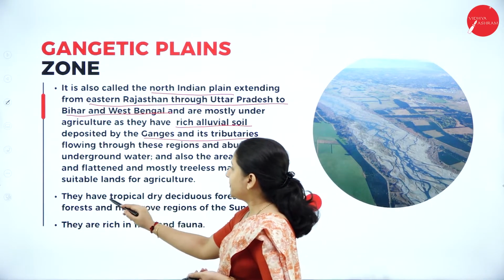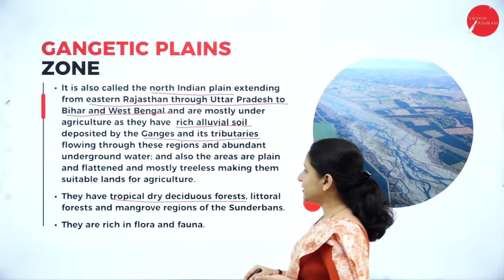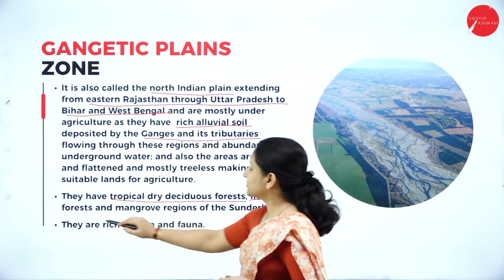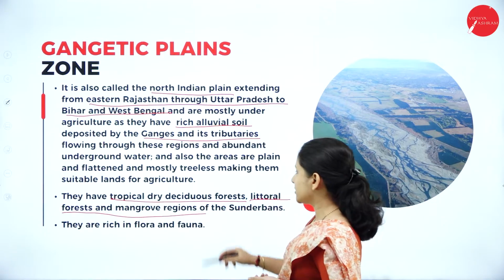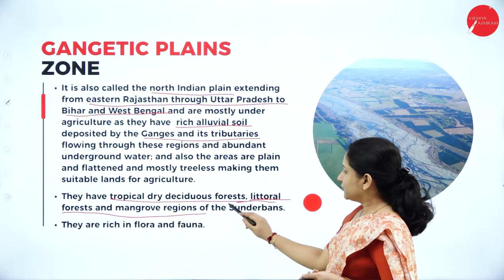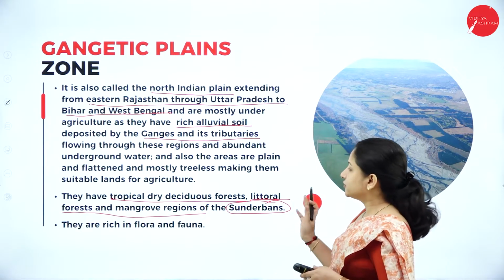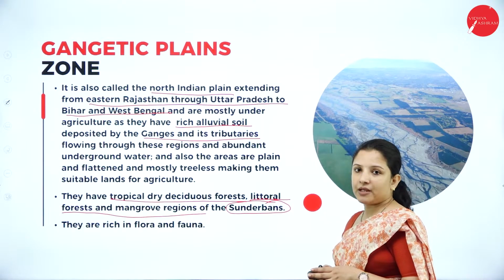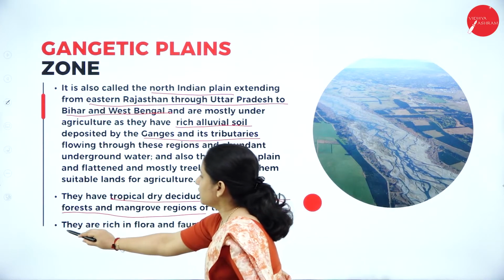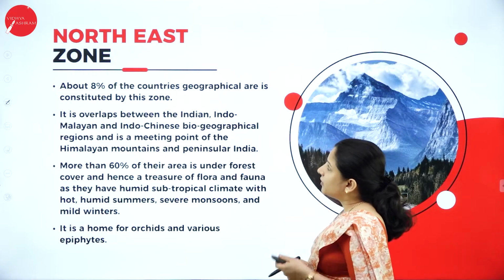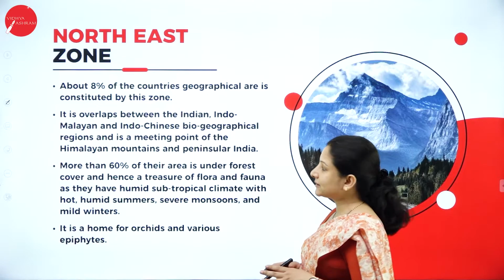And they have tropical dry deciduous forest, littoral forest, and also mangrove regions, that is the Sundarbans. Sundarbans is very famous for mangroves and also for tigers, right? So, Sundarbans comes under the Gangetic Plain zone, and they are rich in flora and fauna. Next, talking about the northeast zone.